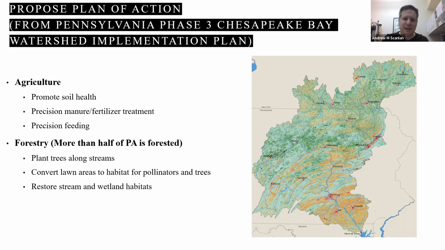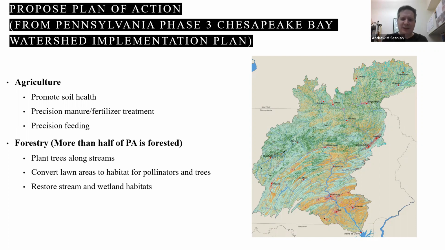Precision feeding is kind of a curious one, and I had to look up what that meant. Precision feeding is trying to make specific diets for cows and chickens. So instead of feeding them all one grouped diet, you can change the diet of particular cows in terms of how old they are and what kind of nutritional needs they have. And this actually can reduce nutrients that are going to be running into streams.